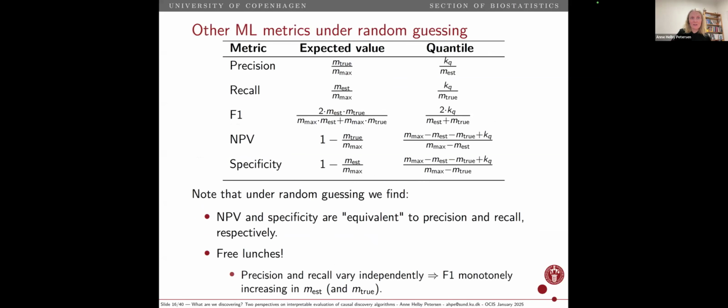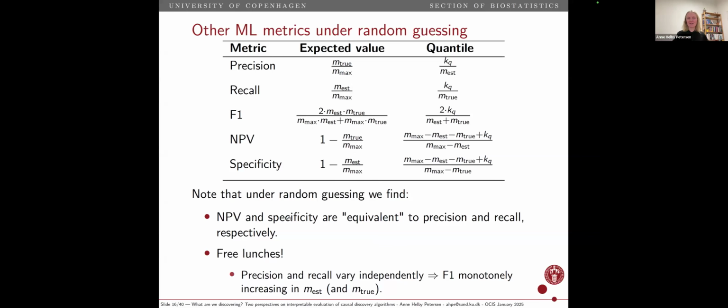I've also computed the same thing for some of the other standard machine learning metrics. You can just do the same little exercise. And I think there are some interesting points here. First of all, we can note that the negative predictive value and specificity don't really have extra information to bring when you're doing random guessing. They're equivalent to just reporting precision or recall, because it's just 1 minus one or the other. So maybe you don't need that many different numbers to explain what's happening if you're doing random guessing.